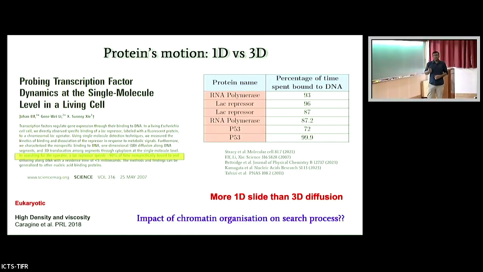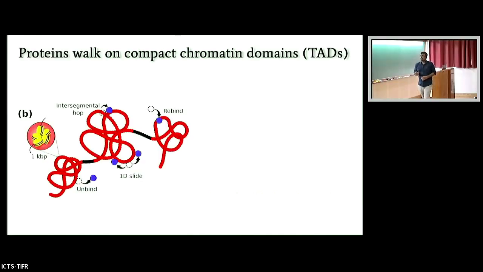Then what is the chromatin organization, and how is it helping the search process? That is one of the central questions of today's talk. We will concentrate on one of the functional subunits of chromatin, the topologically associating domain, and how that structure is helping the search process.